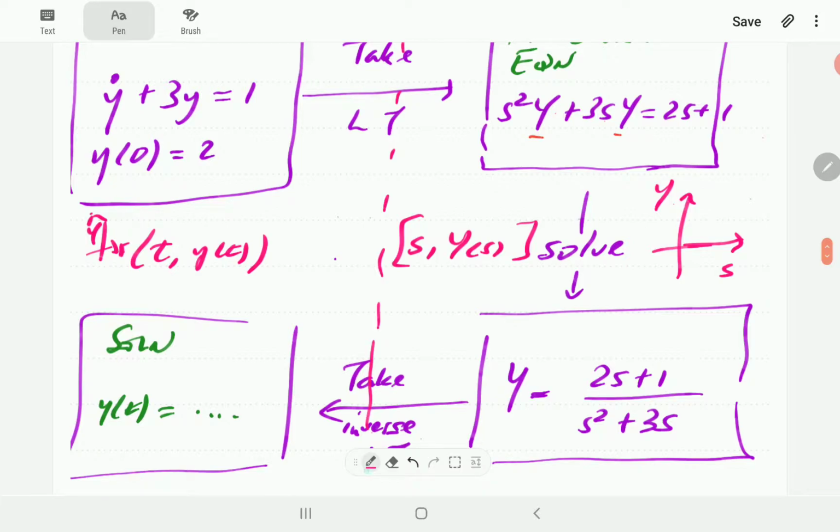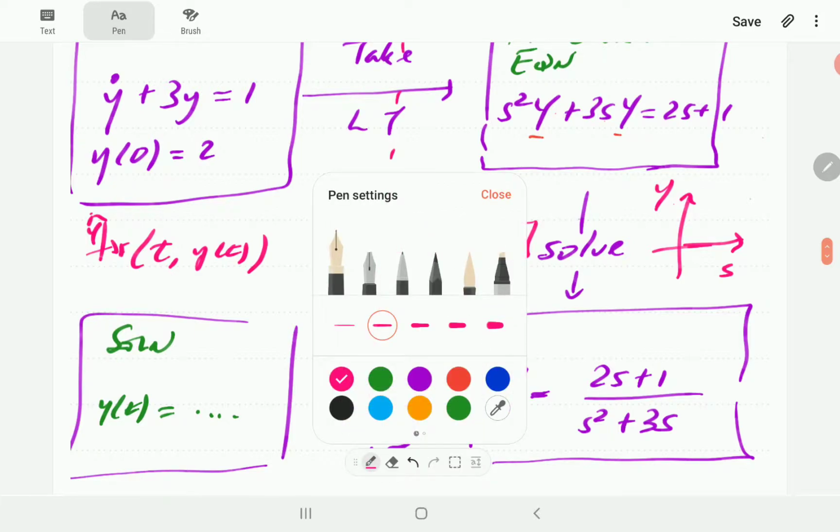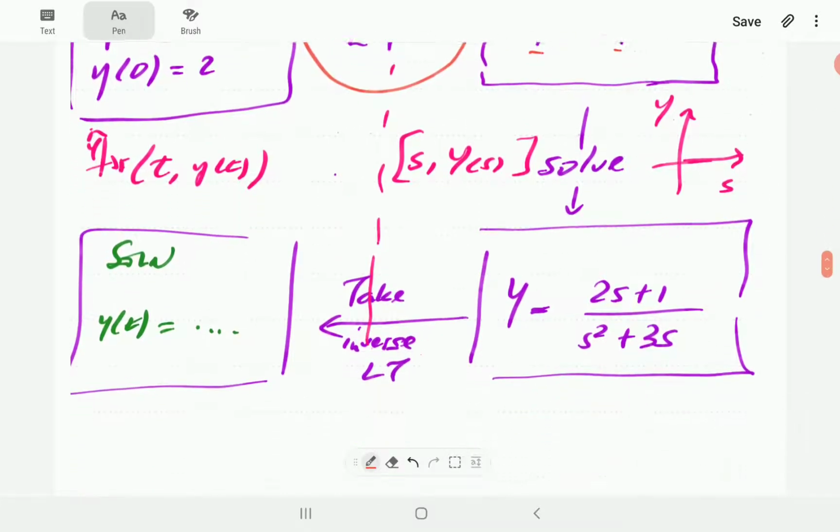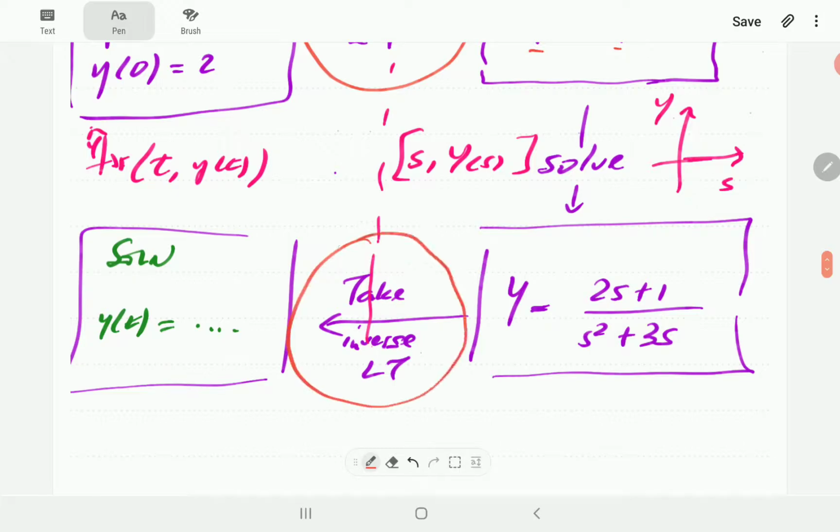So the two steps involved here, which we are going to have to train ourselves and prepare for, are the first step, where we need to develop skills of finding Laplace transforms, and also we need to develop skills of finding inverse Laplace transforms. This step here is typically going to be straightforward.